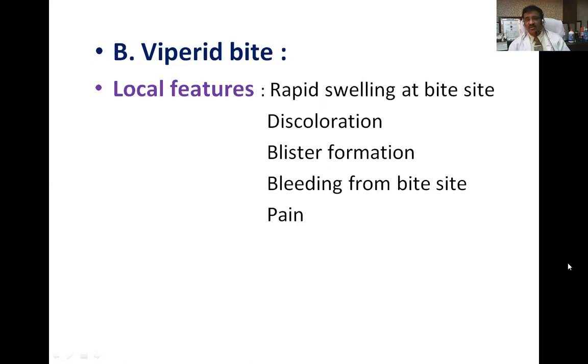Viperidae bite has local features which include rapid swelling at the bite site as compared to cobra. See, there is a rapid swelling here, and there is great discoloration, bluish, blackish, and there is blister formation. Bleeding comes from the site of the bite, and there will be severe pain also. So the local signs of a viperidae bite are quite marked as compared to a cobra bite.